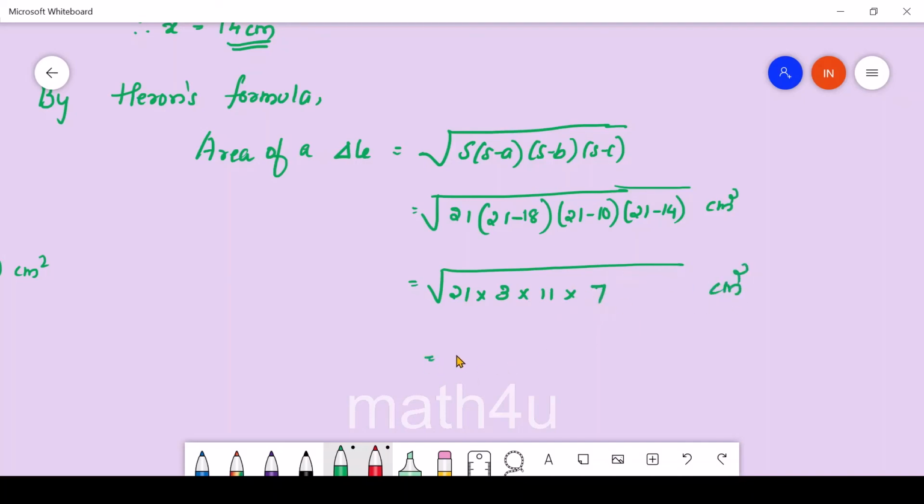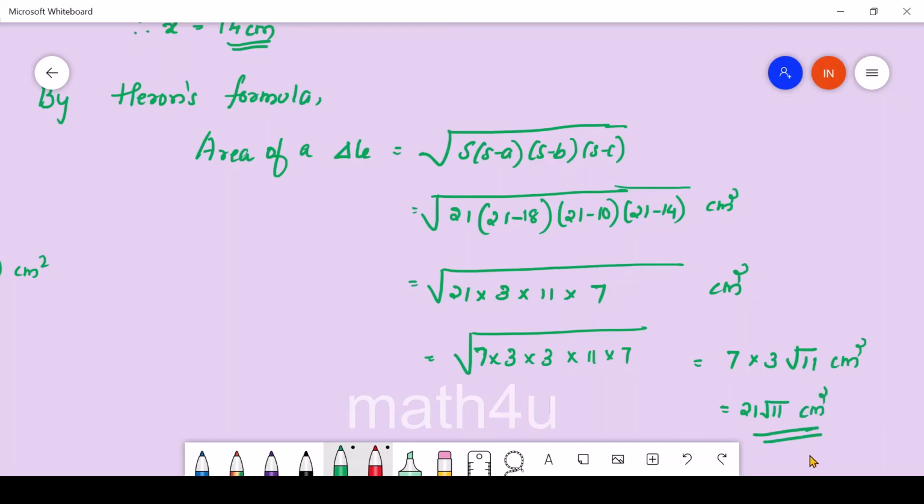So this you can solve by splitting as I did in the previous one. You can split this 21 as how? Root of 7 threes are 21, again this 3, 11 and 7. So take out this 2, 7 from that 1, 7. From 2, 3 I am taking 1, 3 and root 11 centimeters square. So you will get it as 21 root 11 centimeter square. So this is the area of the given triangle, 21 root 11 centimeter square.